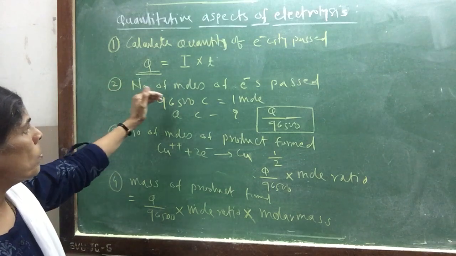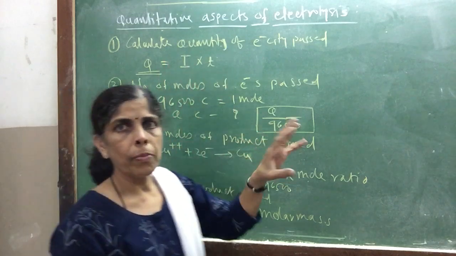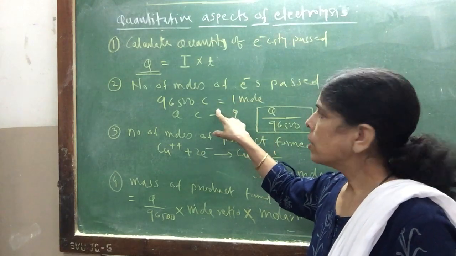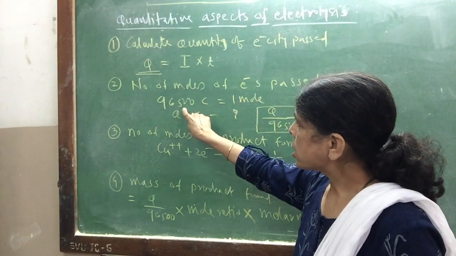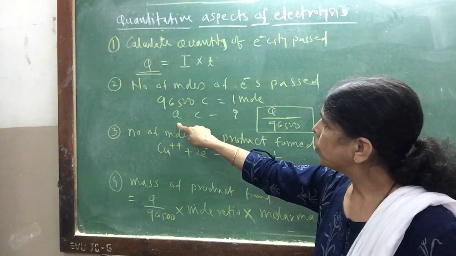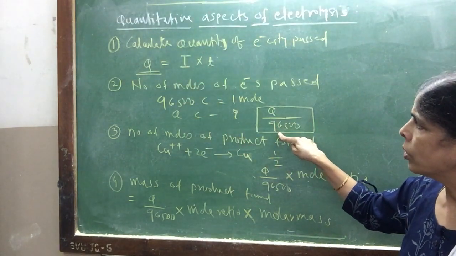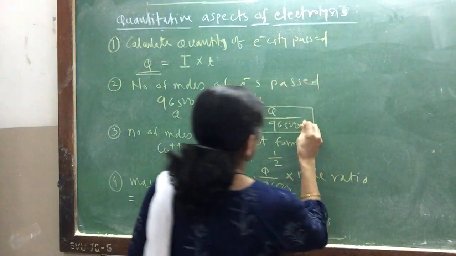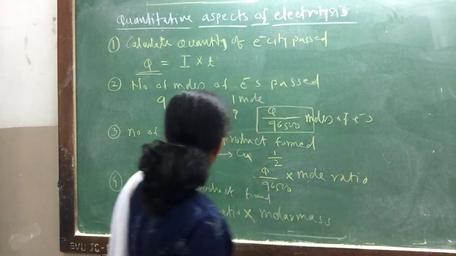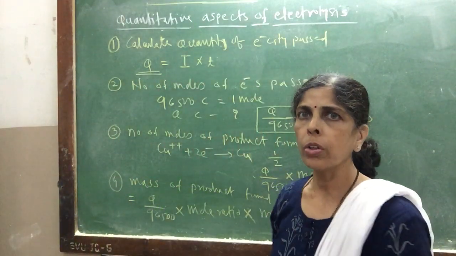Second step, number of moles of electrons passed. In the first step we determined the quantity of electricity passed. That is converted into number of moles of electrons passed. So what is the relationship? 96500 coulomb is equal to 1 mole of electrons. So Q coulomb which we are passing corresponds to Q upon 96500 moles of electrons. Now the next step is the number of moles of products formed, which we have to determine.